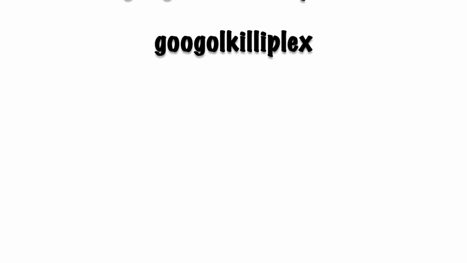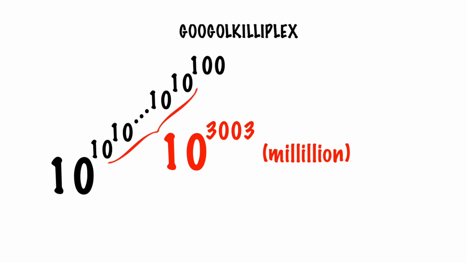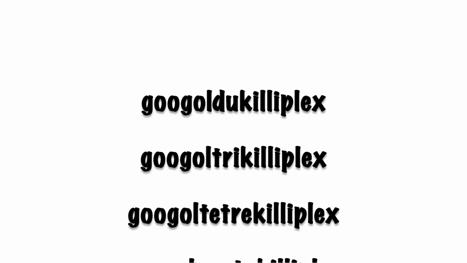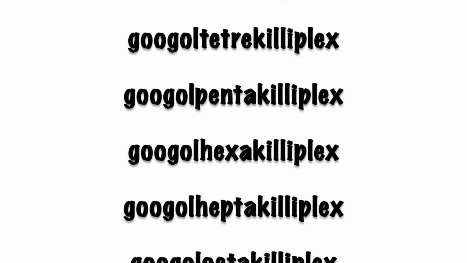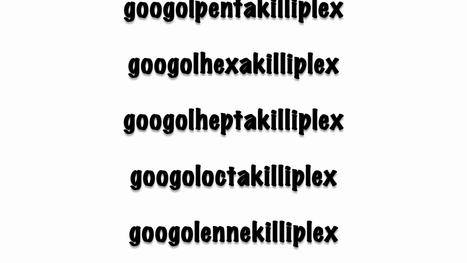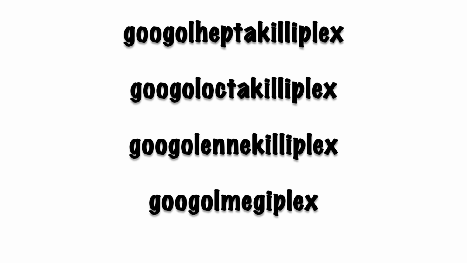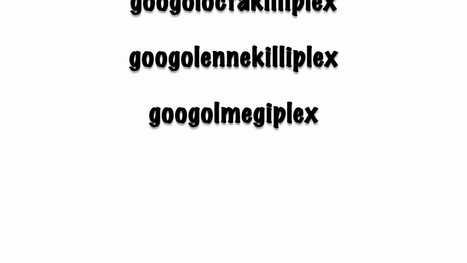Eventually, you reach a googolkilliplex. A googolkilliplex, represented as a power stack, has 10 to the 3,003 tens between the base and the exponent at the top. These numbers, the googols, they grow so fast. And I wish that I could convey to you just how large these numbers are. But I can't. And not because I am weak, but because it is impossible. No mortal can. No mortal could ever hope to convey to another just how big these numbers have become.